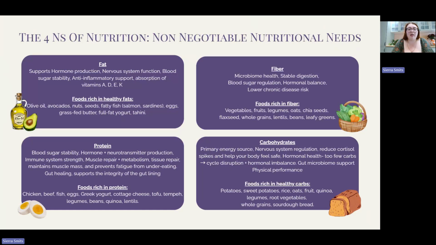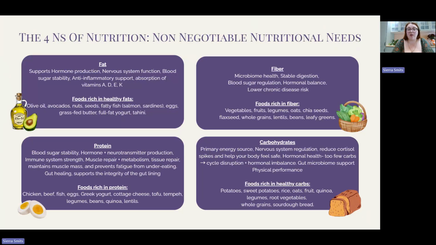The next one on my non-negotiable nutritional needs would be fiber. Fiber is one that I feel like is going to have its heyday soon. Fiber is unmissable for microbiome health. It feeds the good bacteria in your gut. It helps support stable digestion. It helps regulate your blood sugar. It helps your hormonal balance, and it lowers overall chronic disease risk. Foods rich in fiber would be fruits and vegetables, legumes, oats, chia seeds, flaxseed, whole grains, lentils, beans, and leafy greens.